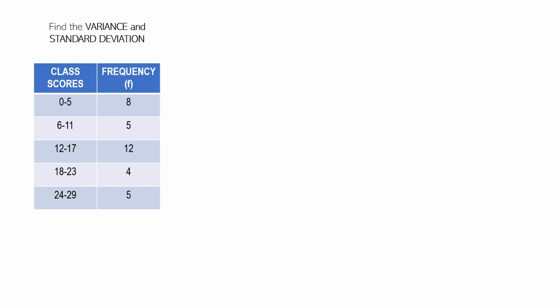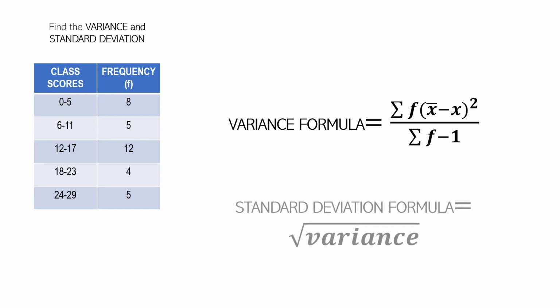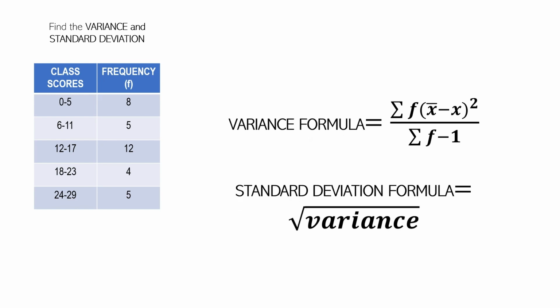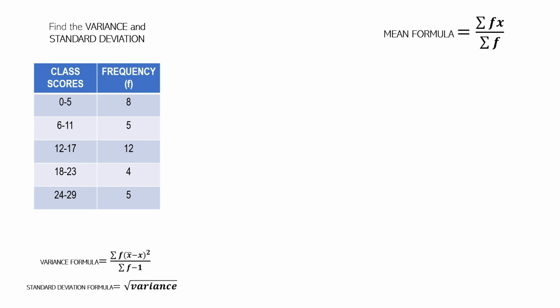First, we need to solve for the variance before we can get the standard deviation of the data. The variance is equal to the quotient between the summation of the product of the frequency and the squared difference of the mean and mid-class scores, and the difference of the summation of the frequency and 1. Then, the computed variance will be used to derive the standard deviation of the group. Standard deviation is the square root of the variance. Let's apply it in the example.